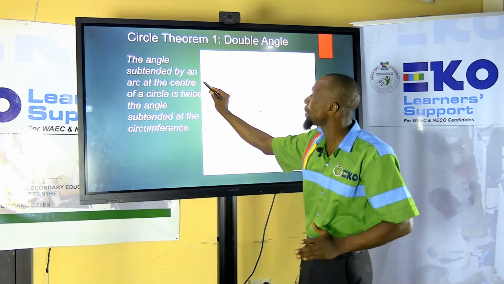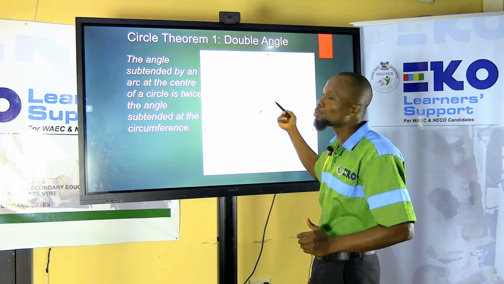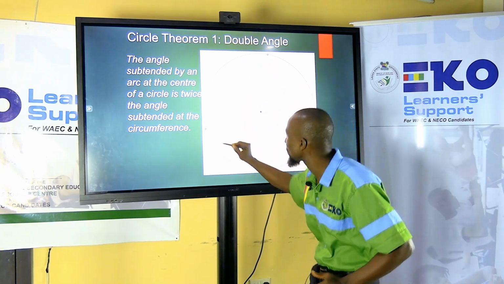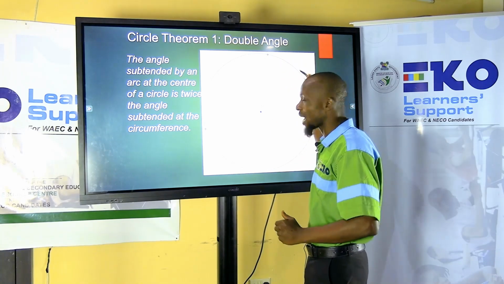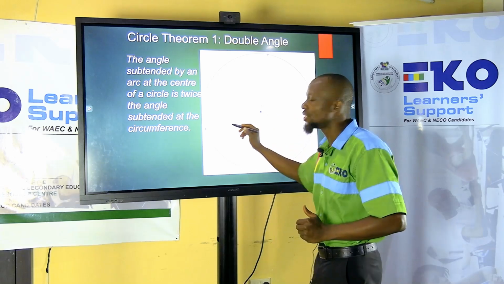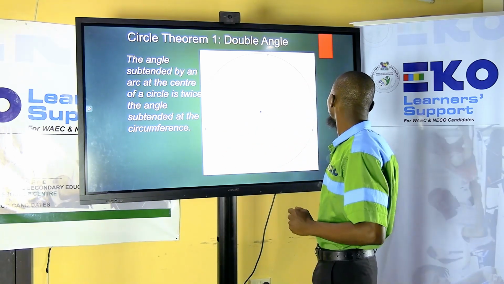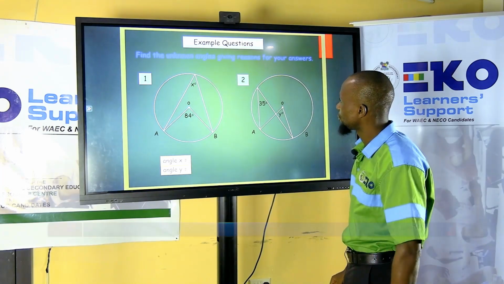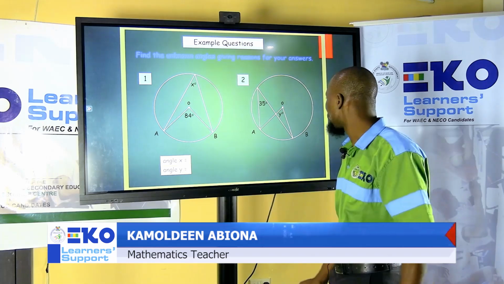The angle subtended by an arc at the center, this is the center, is 2 multiplied by that at any point on the remaining part of the circumference. This is an arc. This is an arc. So the remaining part of the circumference is here. So if this is 100, this will be what? 50. So that's one of the theorems that we are looking at. All right. So let's take a look at examples of such.